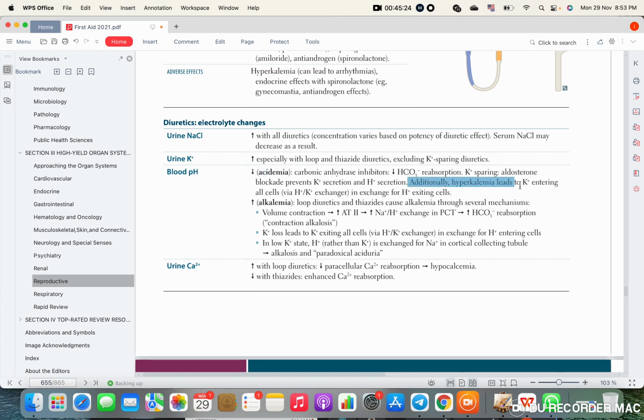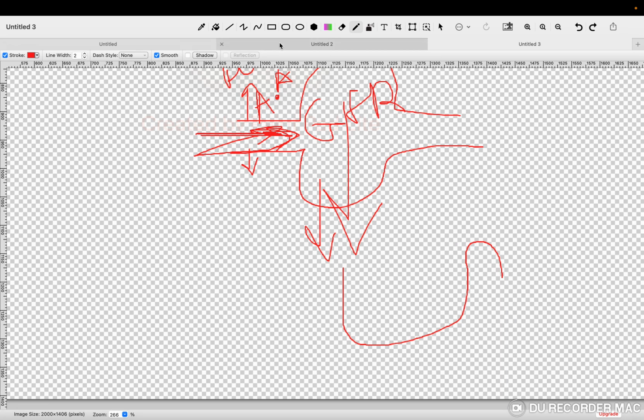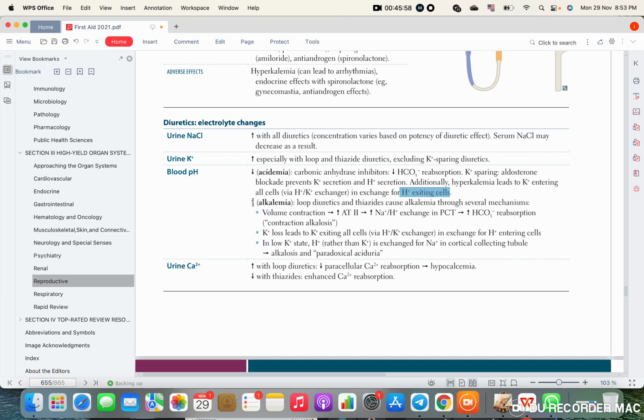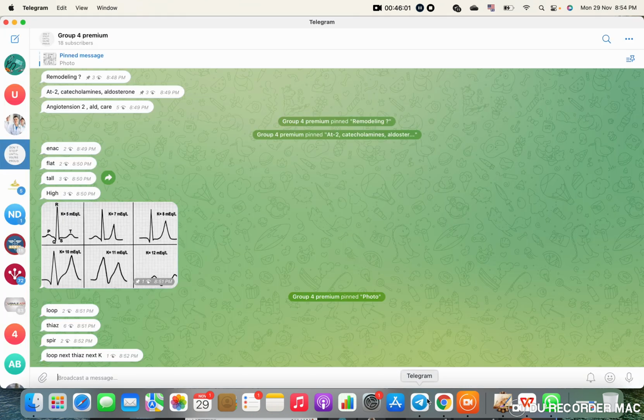Yes? Additionally, hyperkalemia can lead to potassium entering the cell via the hydrogen potassium exchanger in exchange for hydrogen exiting the cell. So the more potassium you have, the more potassium will enter the cell. As a response from the cell, it will get more hydrogen outside of the cell. What I'm trying to tell you here is that if you have a lot of potassium in the periphery, potassium will go inside, and instead of it, hydrogen will go outside. When the hydrogen goes outside, that will lead to acidosis. Okay?